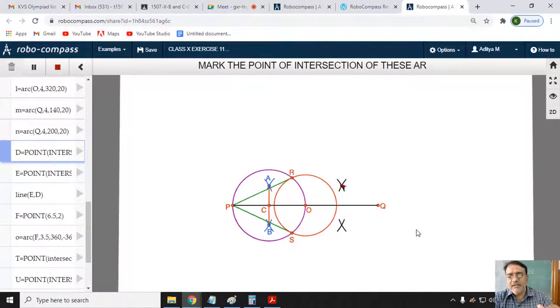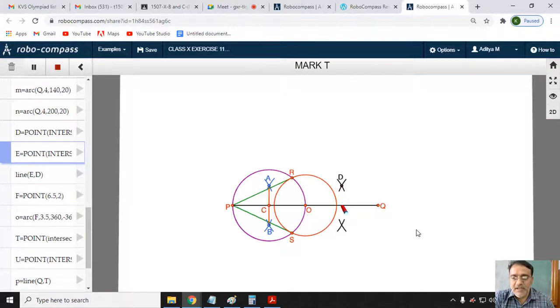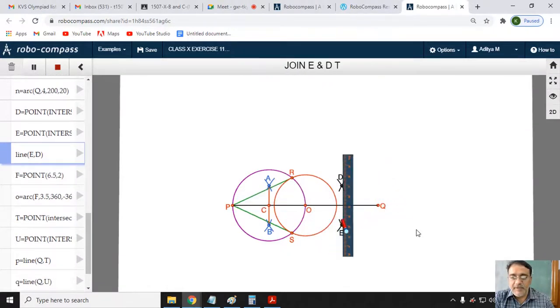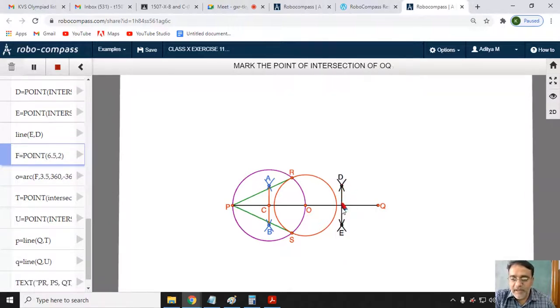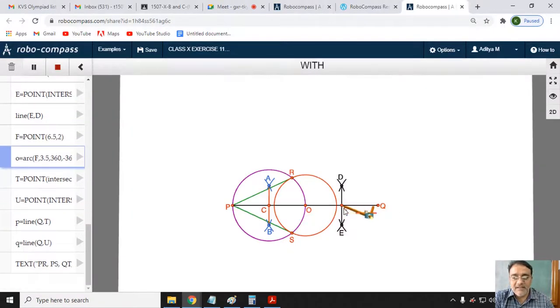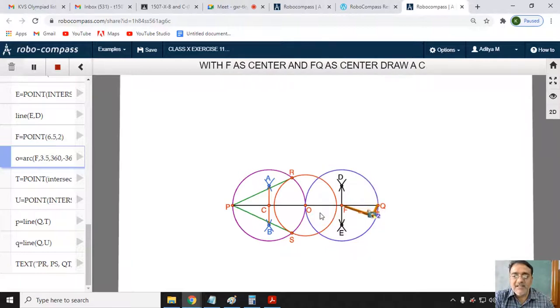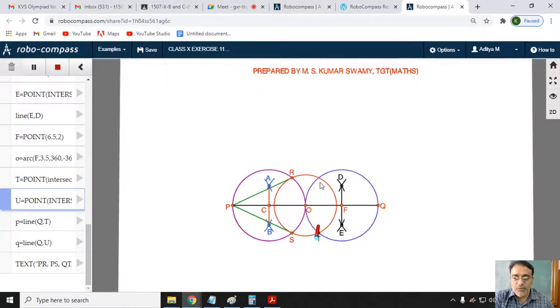After that we will join DE. So that will be the perpendicular bisector of OQ. So DE is the perpendicular bisector of OQ, which will intersect OQ at point F. After that, taking F as the center and OF as the radius, we will draw the circle, either OF or FQ. So it will intersect the given circle at points T and U.